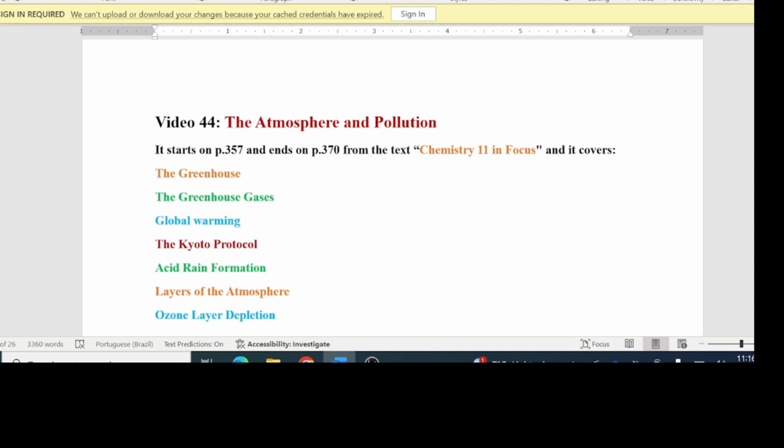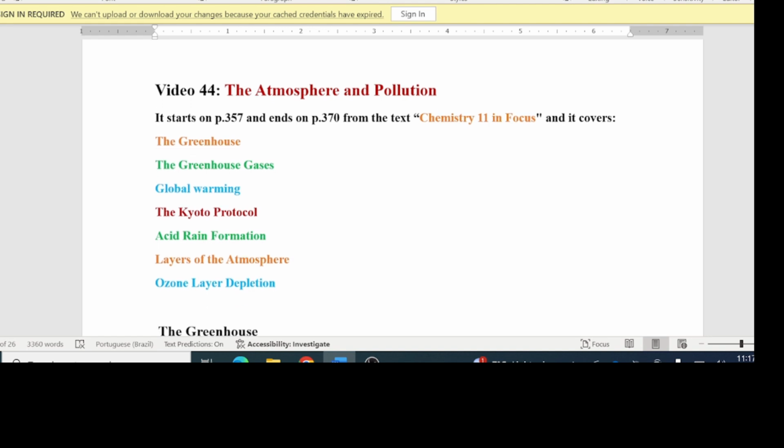Our lesson today deals with the atmosphere and its pollution. The following topics will be discussed in this lesson: the greenhouse gases, global warming, the Kyoto Protocol, acid rain formation, layers of the atmosphere, and ozone layer depletion. We'll first start by discussing the greenhouse and how it works, since these serve as the basis of our understanding of greenhouse gases and global warming.